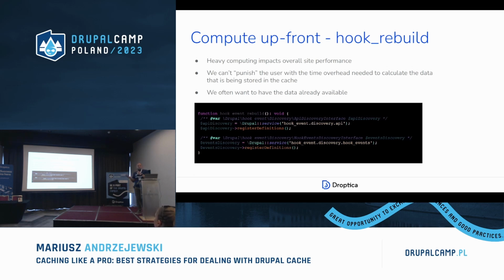So there is hook_rebuild, which is called when we are doing a cache rebuild. It's invoked right after all of the cache is cleared from the database. So in case we have some sort of heavy computing on the site, data that needs to be calculated and these operations are quite heavy, we can take advantage of that hook and do our calculation there. And so whenever any user enters the site, it will be there. It will sit in a cache.